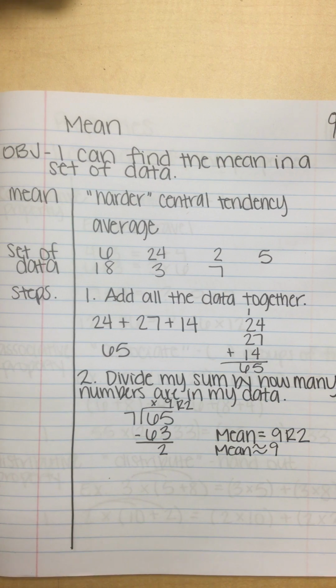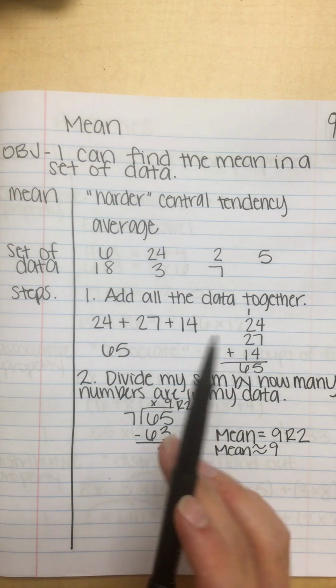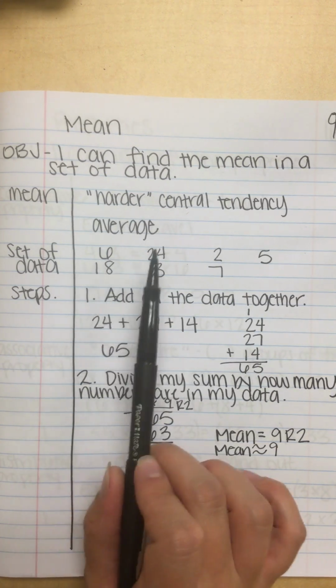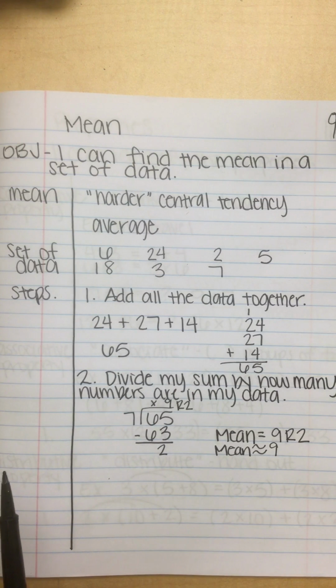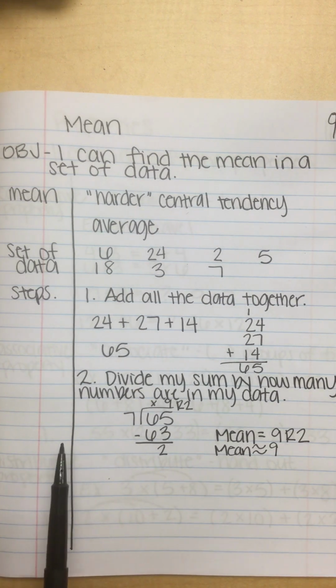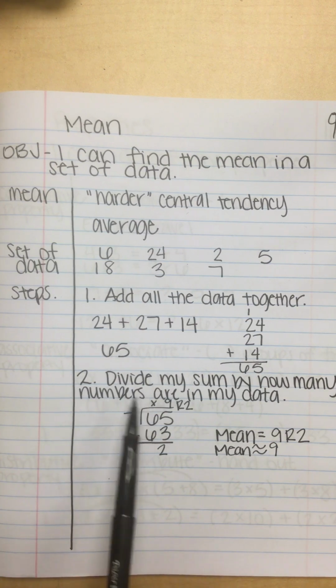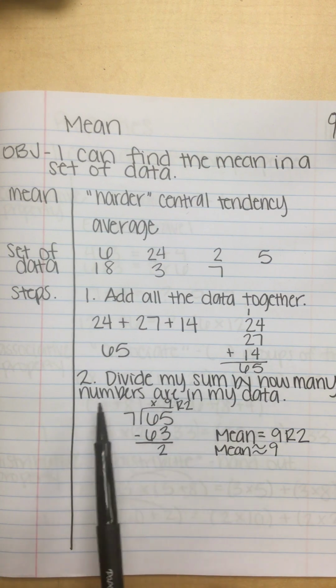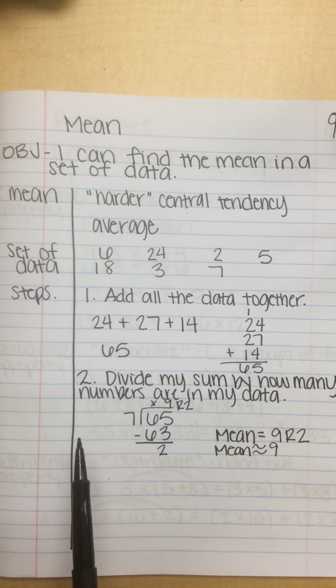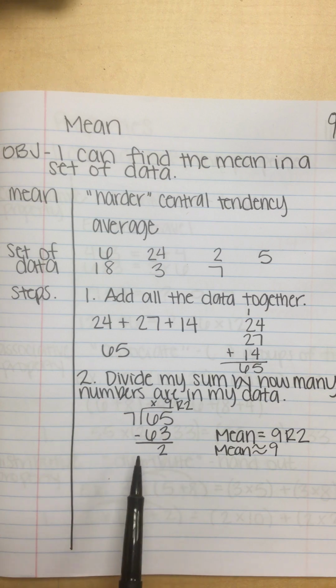So just remember, anytime you have a set of data, the first thing you need to do when you are finding the mean or you are finding the average is you need to add all of your data together. So add all of it up. Then the second thing you're going to do is take that answer, or that sum, and you're going to divide your sum by how many numbers are actually in your data. And then after you divide using any method you want, you're going to tell us what the mean is.